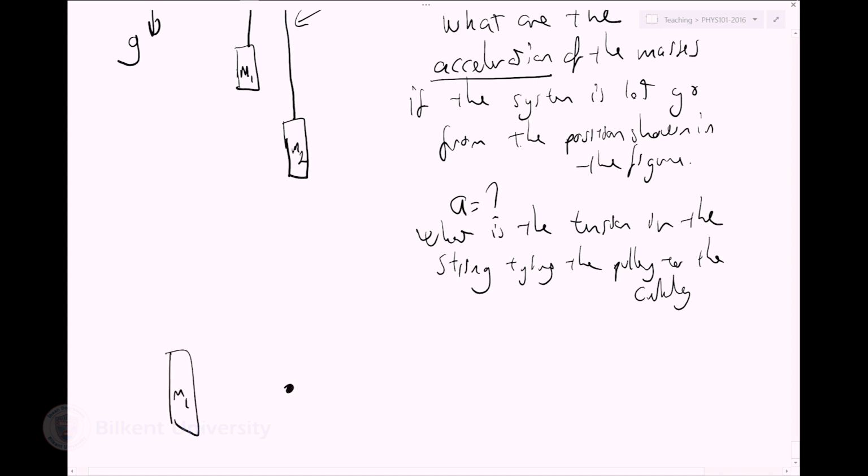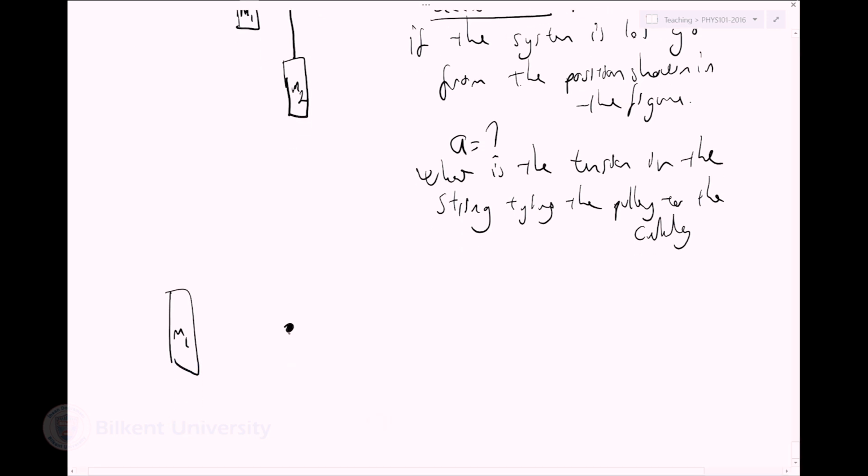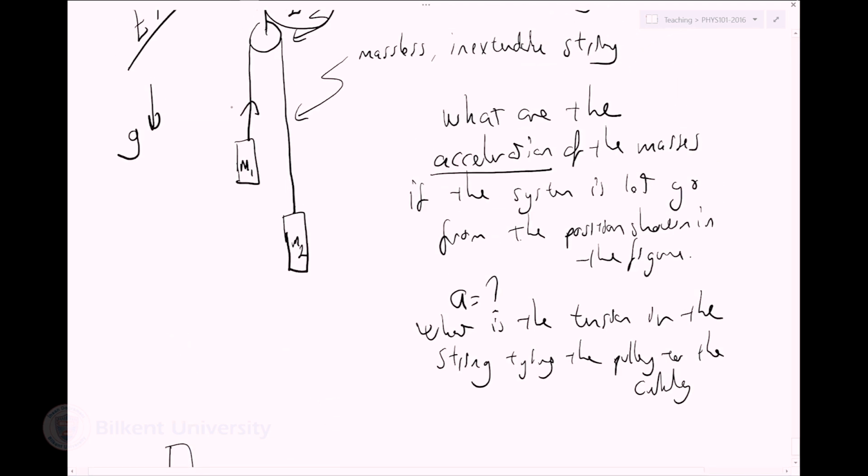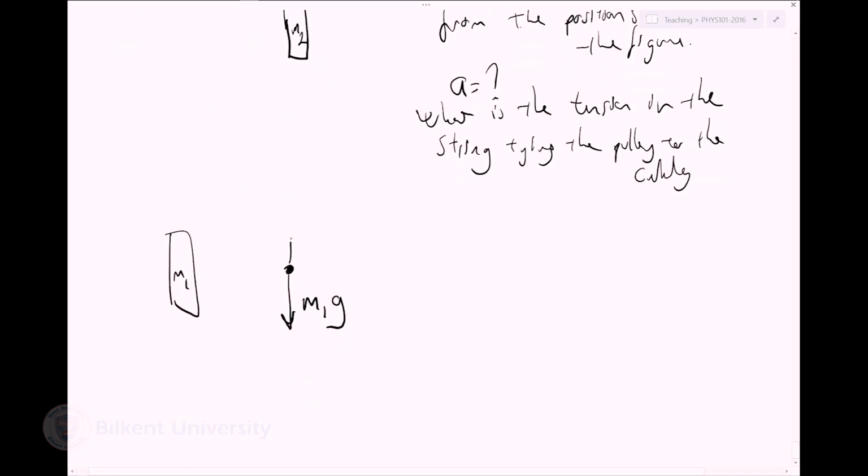Let me show it just as a point. What are the forces acting on M1? There is always, almost always, gravity pulling you down, M1G. But there is also another force, which is the tension in the string going over the pulley. So that will be T.